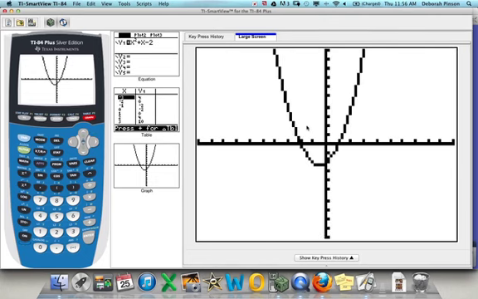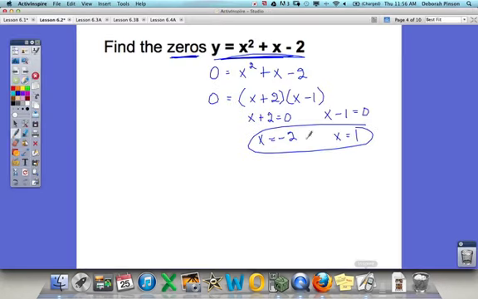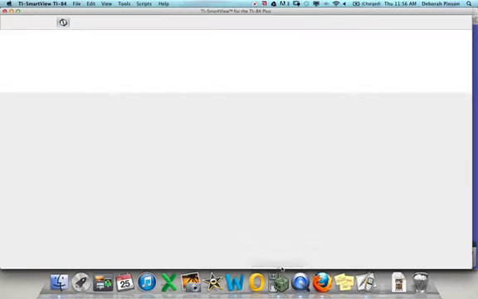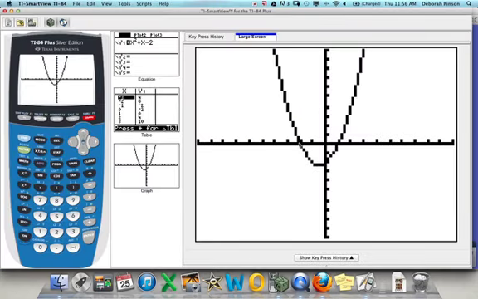Now, here's what I want you to see. Remember, finding the zeros is the same as finding the x-intercepts. See how it crosses the x-axis right here at -2 and at 1? That's not a coincidence that those are the same numbers as I got for my answers here when I factored. It's finding the same thing. When you're solving, you're finding where it crosses the x-axis. Okay? Okay, so let's find a couple more.